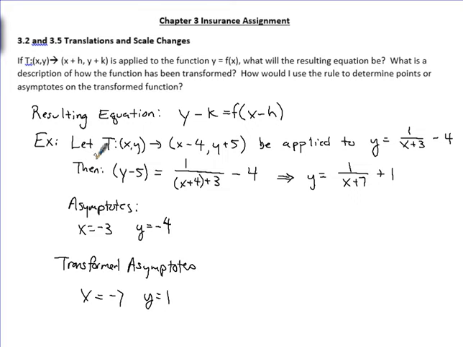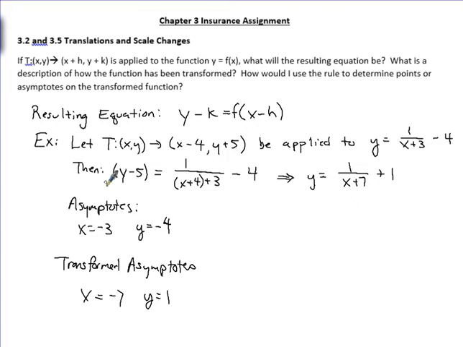Here's a quick example. If we let t mapping xy to x minus 4, y plus 5, we'd be moving to the left 4 and up 5. It's being applied to this function, y is equal to 1 over x plus 3 minus 4. Then our y is going to be replaced with the opposite of y plus 5, which is y minus 5. The x is going to be replaced with the opposite of x minus 4, which is x plus 4. And then we just have to go about simplifying this. We would want to add 5 to both sides to simplify, and then just simplify whatever the denominator is, and this is what you're left with.